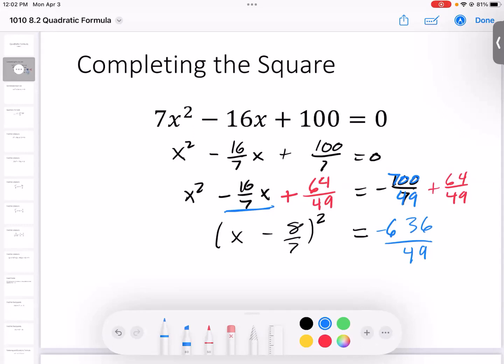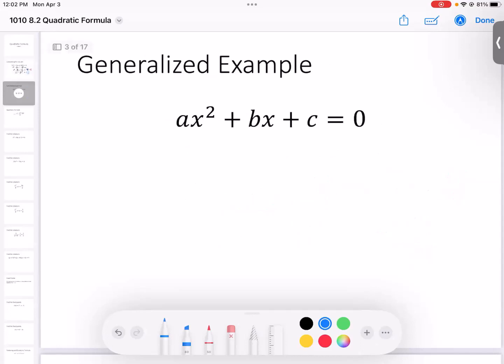So I want to take a look at what would happen if we completed the square for a generalized equation. You won't have to do this on your homework, but this is very relevant to what we're moving into. So in this generalized equation, a could be any number, could be a fraction, positive, negative, any number. Then b can also be any number, and same thing with c.